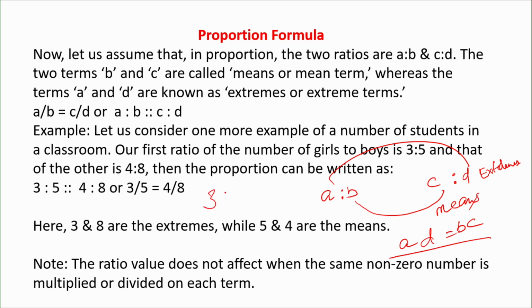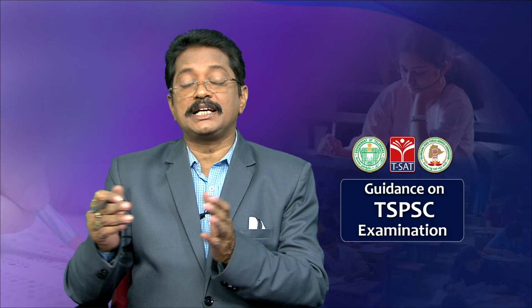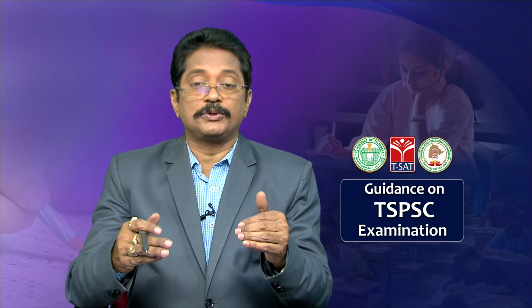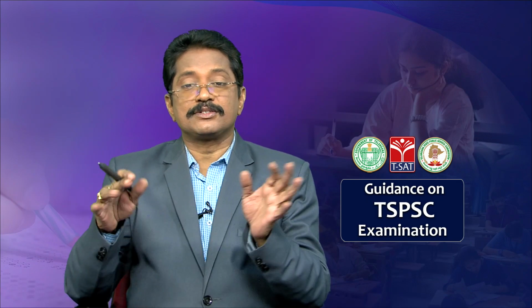3:5 is as 4:8, meaning 5 fours are 20 and 3 eights are 24, so 24 and 20. Now 3 and 8 are extremes while 5 and 4 are means. The ratio value does not change when the same non-zero number is multiplied or divided on each term, clear? So when A is to B and C is to D are in proportion, then AD is equal to BC.